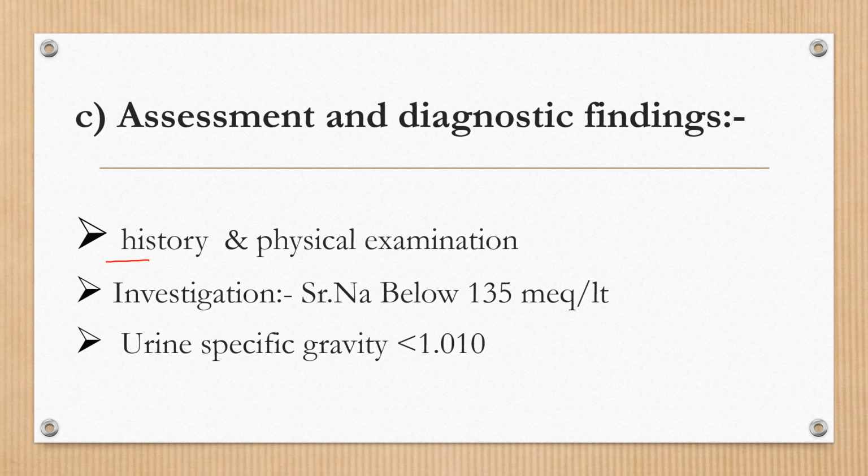The investigation is the blood investigation, that is, laboratory examination. We check the serum sodium level, that is, the sodium level in the blood. It will most often be less than 135 milliequivalent per liter. Similarly, we check the urine specific gravity. It will also be less than 1.010. Normal specific gravity is 1.010 to 1.020.